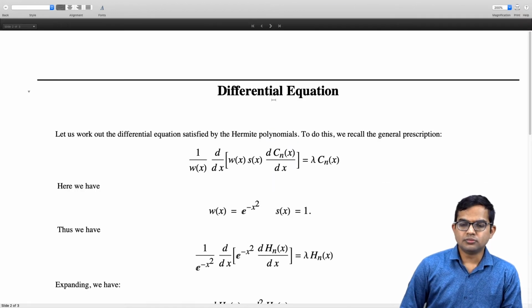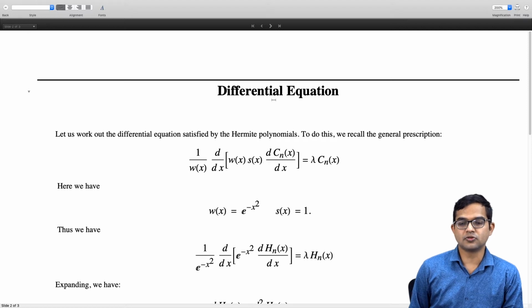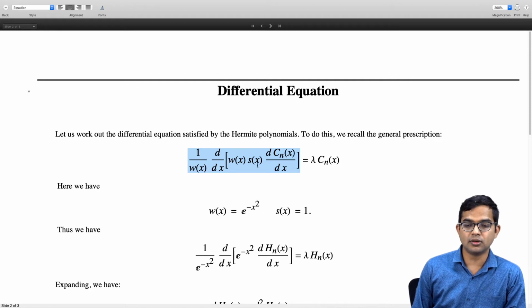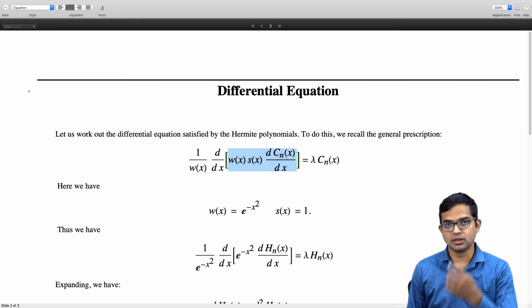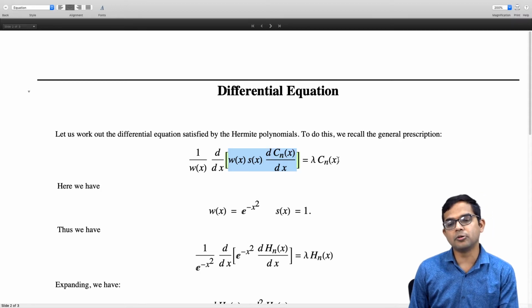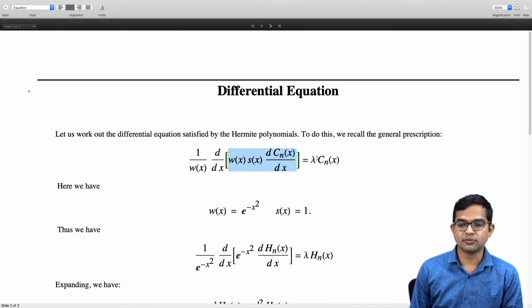Okay, first is to work out the differential equation which is satisfied by Hermite polynomials. To do this, we will use the prescription we wrote down a few lectures ago. So the idea is to look at this quantity. We managed to argue that if you take 1 over w of x and take the derivative of this complicated looking object, w times s times the first derivative of the polynomial of degree n, you're going to get back the same polynomial subject to some constant factor, right? So we will work out this differential equation for the Hermite polynomial, and specifically we will compute this lambda, right?